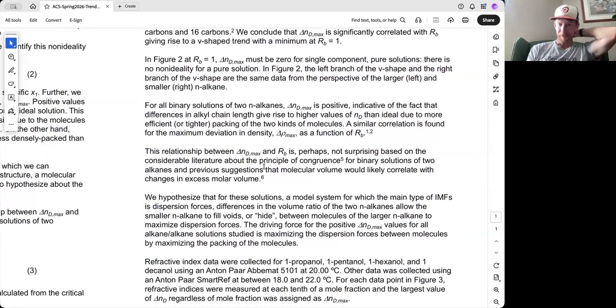our hypothesis is that the alkanes are trying to pack more tightly because they can maximize their dispersion forces. We all know that alkanes have as their main type of intermolecular forces dispersion forces. And in Chem 400, we would say the only type of intermolecular force. And I think that's a good way to put it as well. Now, the smaller N-alkane will fill a void between the larger N-alkane molecules, which will increase the density and increase the dispersion forces.